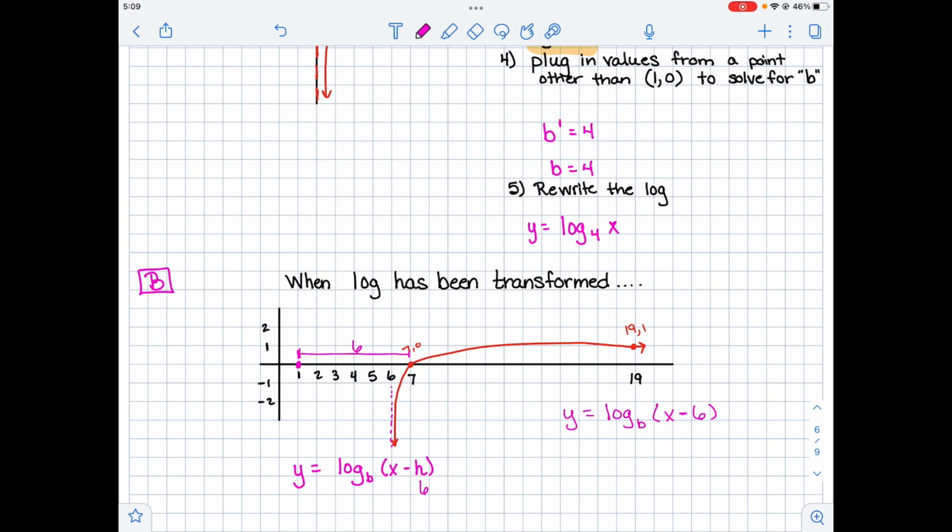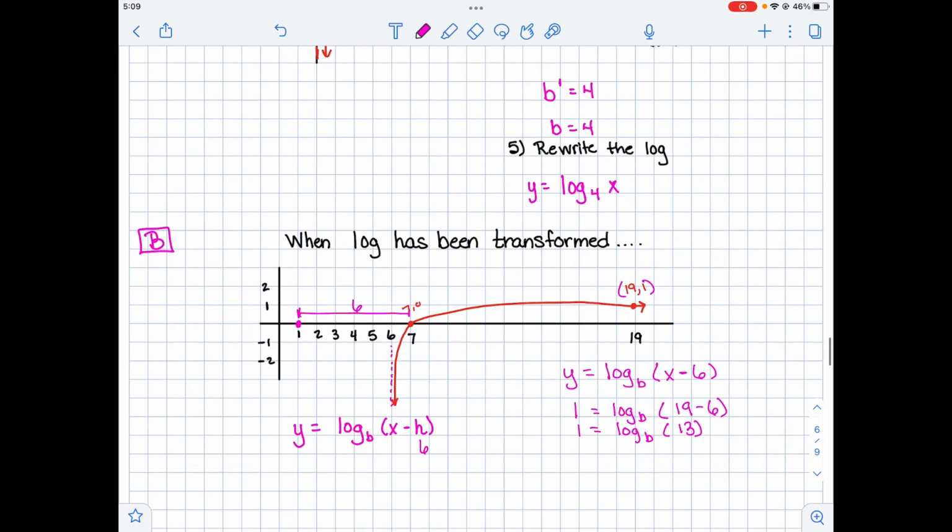Now we're going to take this other point we have, this (19, 1), and plug it in for our x and y. So y is replaced with 1, log base b, and then our x is replaced with 19. And we're going to simplify down. y equals log base b of 13. And then we will write that as an exponential. So the base is b, of course, that's what we're trying to solve for.